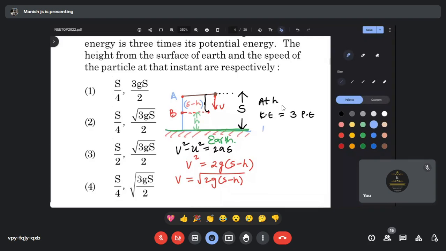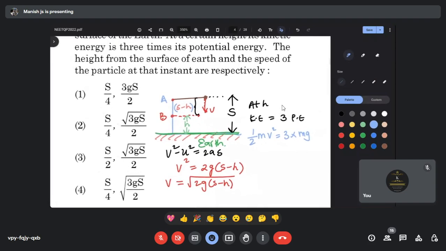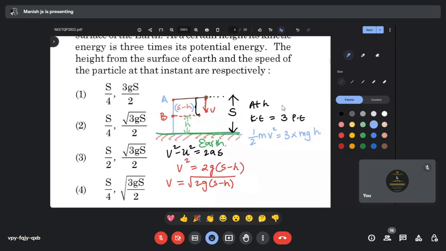So kinetic energy is half m v square, which is equal to 3 times potential energy. So 3 into, what is the formula for potential energy? mg into h, isn't it? So that is what I am doing. Here h is the height we are taking, so it is appropriate to write h. Okay, so this is the equation we are getting.